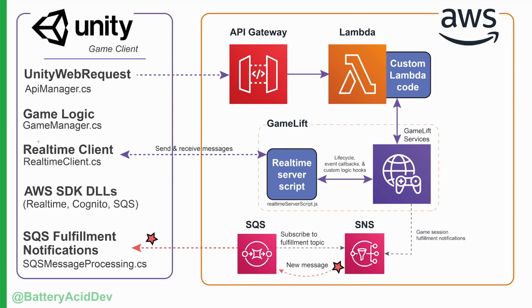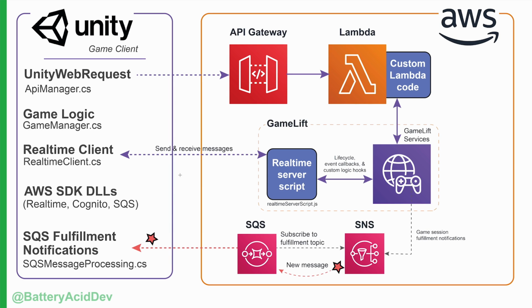The real-time client code handles connecting to the server, lifecycle functionality, and sending and receiving messages from the server-side script. We have the AWS SDK drivers needed to get access to the real-time, Cognito, and SQS functionality. And finally, our SQS message processing class subscribes to receive game session fulfillment messages once they are sent out.